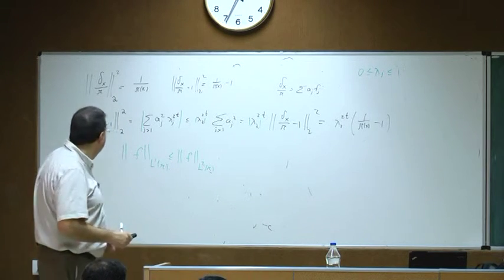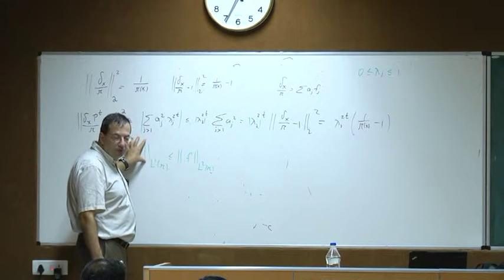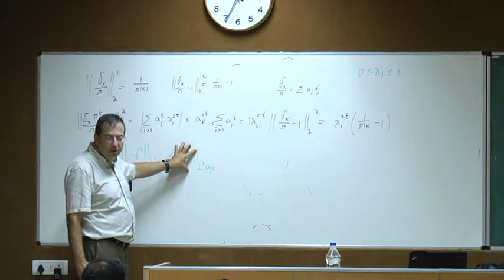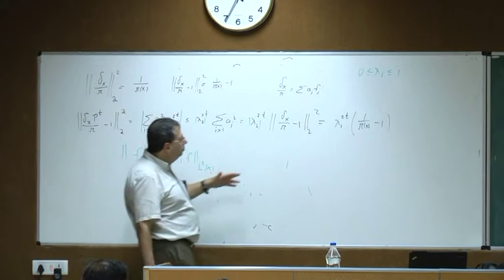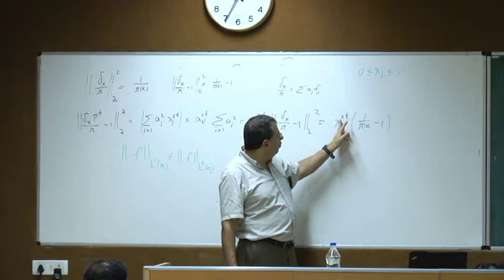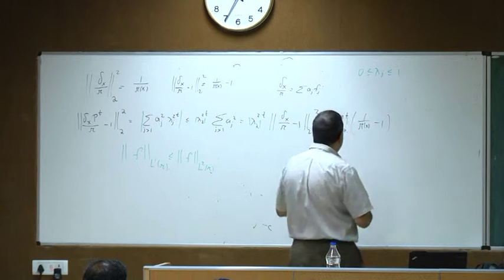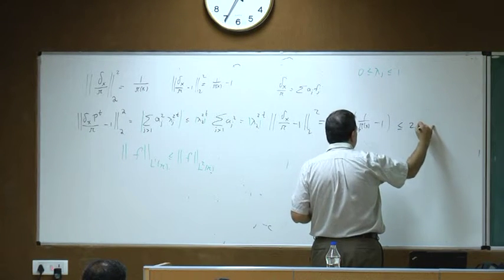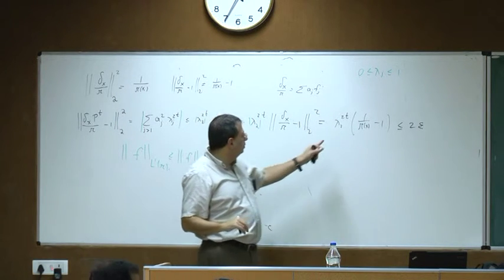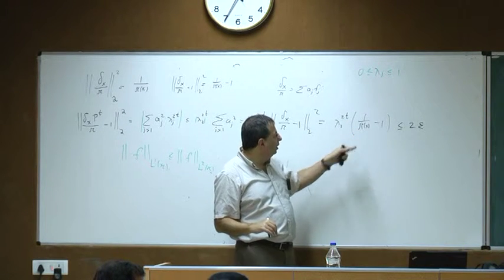So in order to get the mixing time to be less than epsilon, I want the norm of some function to be less than epsilon. It's enough to take the L2 norm to be less than epsilon. And so you basically want this to be less than epsilon or less than 2 epsilon. So forget the -1, that's really negligible here. So really you want lambda to the 2t times 1 over pi x to be less than epsilon.